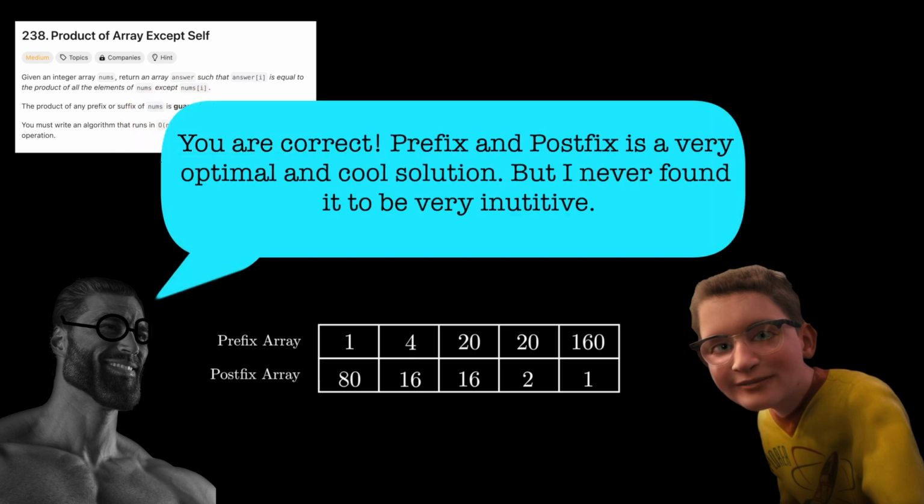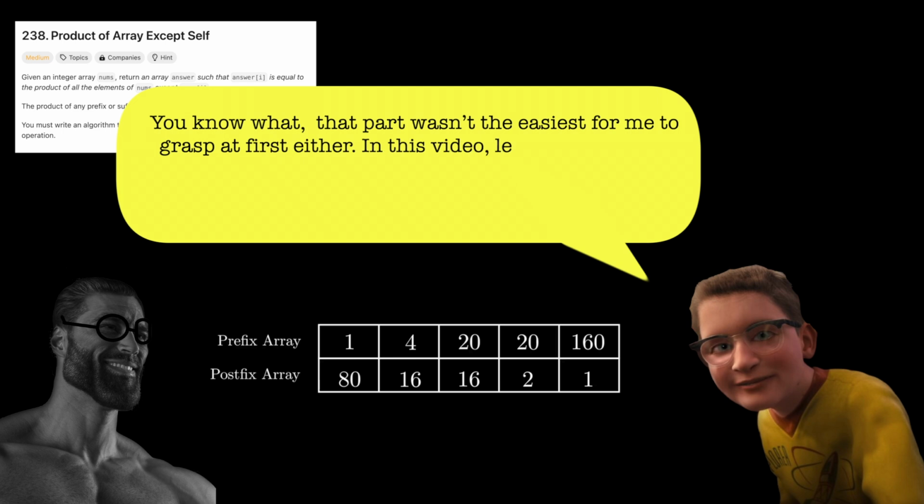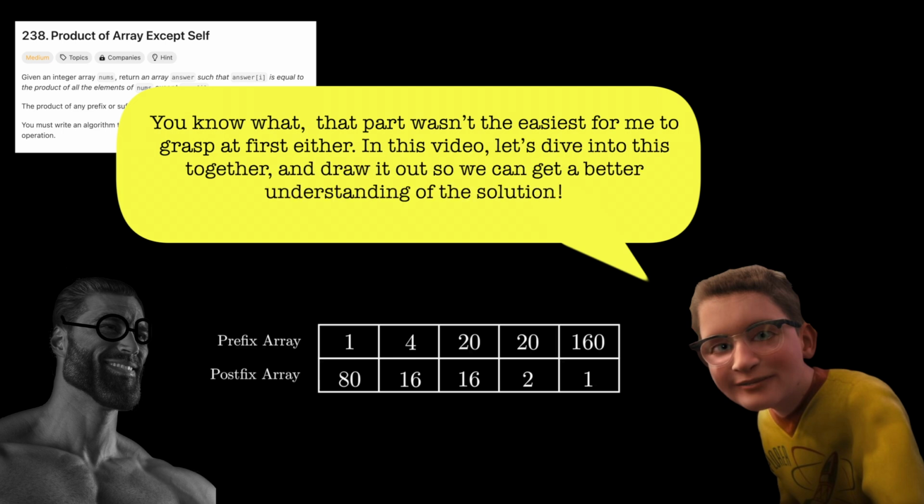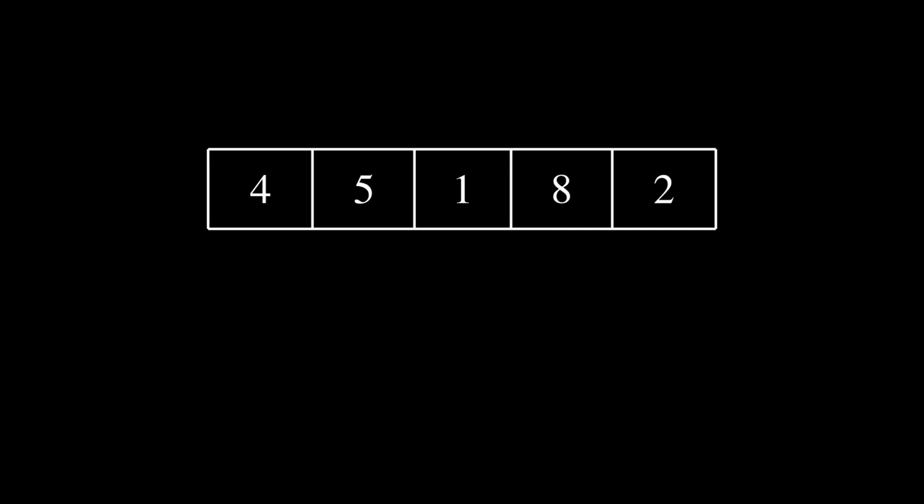Prefix and postfix is a very optimal and cool solution, but I never found it to be very intuitive. And I've always struggled with understanding how the postfix and prefix arrays are actually populated. You know what? That part wasn't the easiest for me to grasp at first either. How about we dive into this together and draw it out so we can get a better understanding of the solution. So we need to get the product of every element but 4.